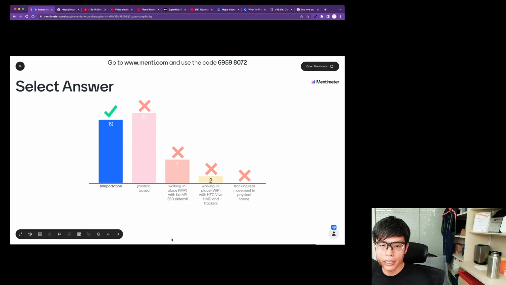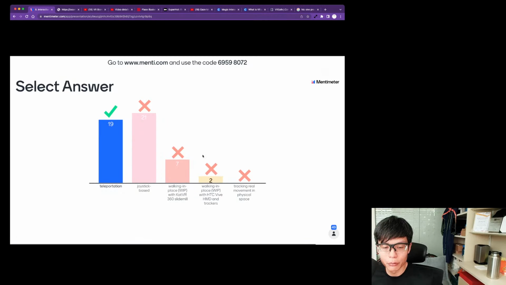For walking in place, right, which is what we did in our last commuting simulator paper, whether it's on a 360 treadmill or using trackers, which is exactly what we did in that locomotion paper, they would not be correct because I'm talking about a wheelchair, right? So tracking real movement in physical space. Anyway, if you're talking about wheeling in place, that's possible.